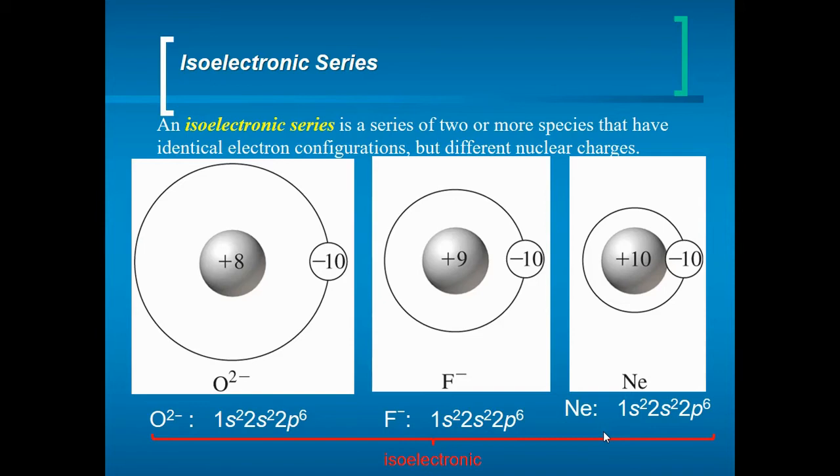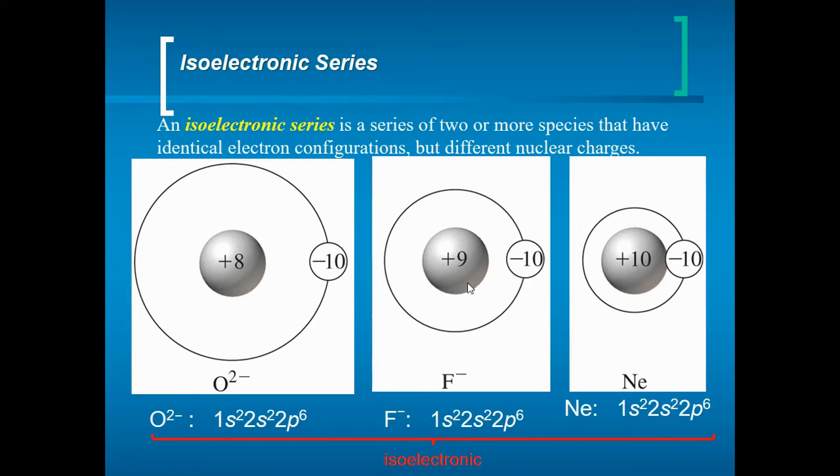So for instance, if you were to look at O2 minus, this is the oxygen with 2 extra electrons, fluorine with 1 extra electron, and neon with no extra electrons. Oxygen always has 8 protons. If it is a neutral atom, it has 8 electrons, but it's got a -2 charge. That means it added 2 electrons. So in this case, O2 minus has 10 electrons.